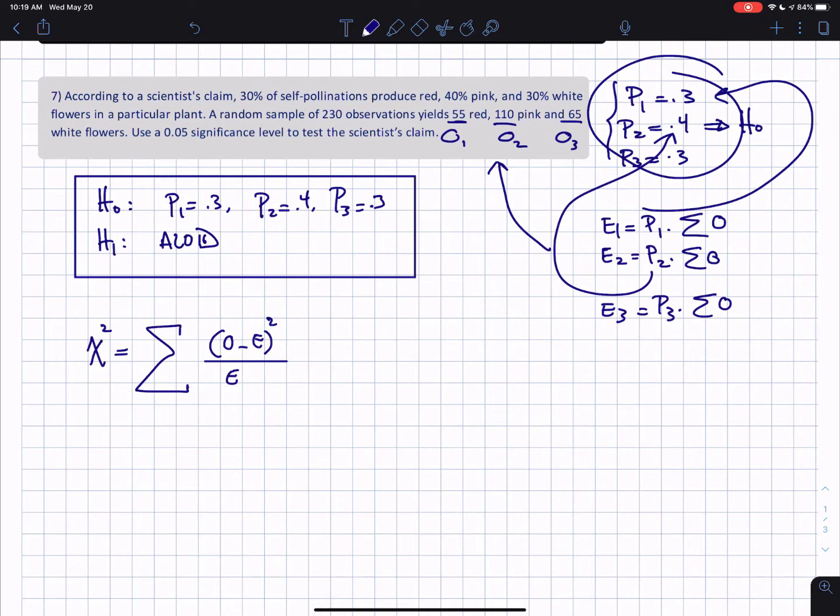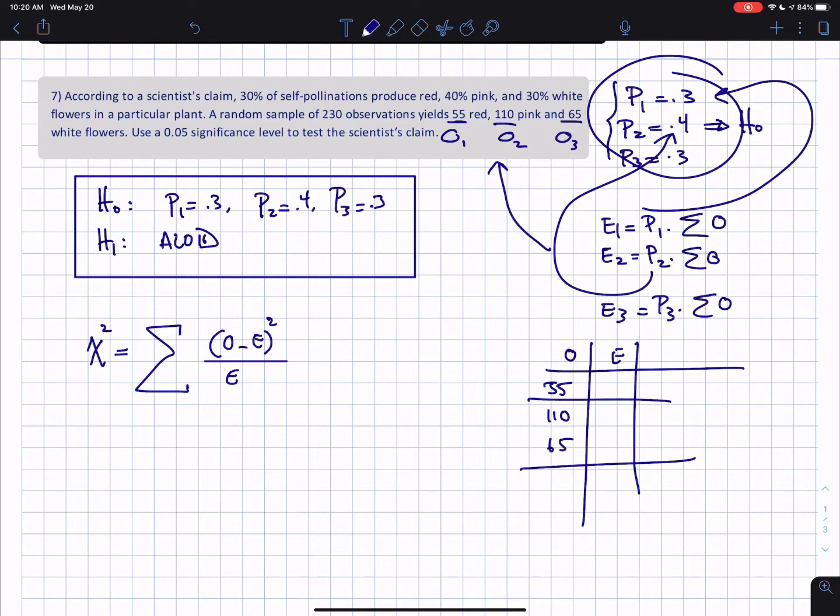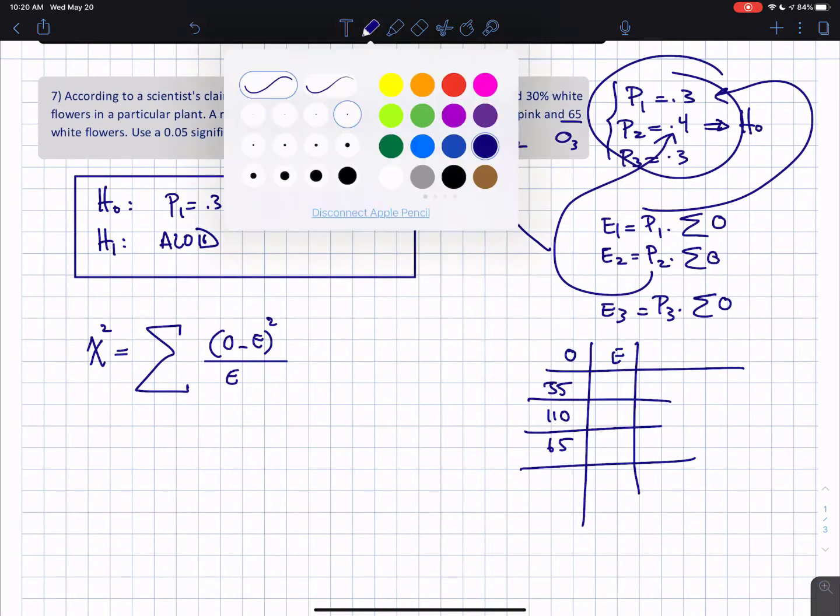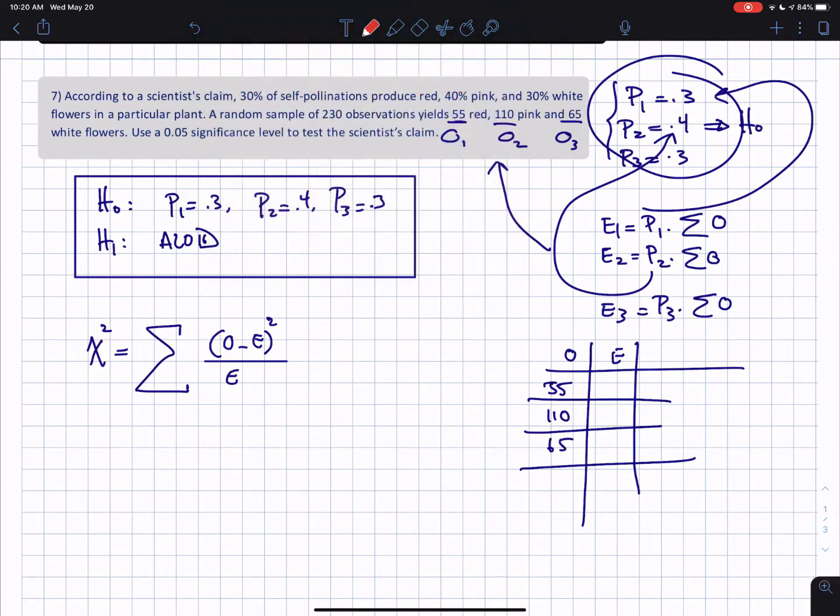Of course, I have to show you this on a spreadsheet, and the second step is purely a spreadsheet, unless I want to write this the way we did it before, where you just use pencil and paper, draw columns, and write your O's: 55, 110, and 65. Then you add them all, because you need to know the total. So 230, that's the total. Doing it without Excel, this is what you do. You write them all out, and then you calculate your E's.